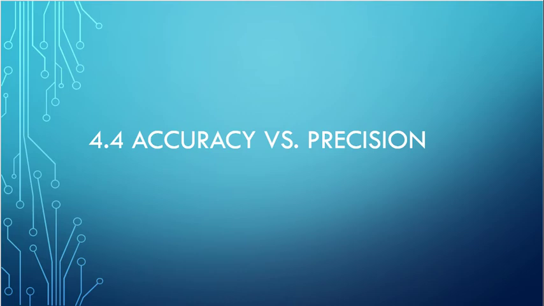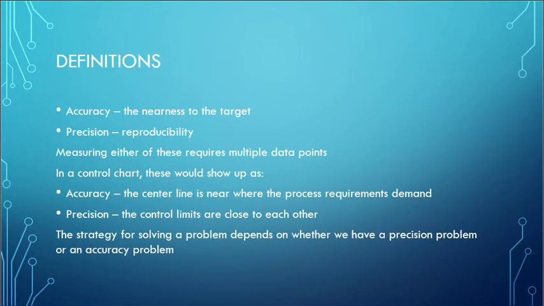So in order to be able to interpret our control charts, we're going to need some pretty specific definitions of accuracy and precision. And we're going to need to look at how those change over time. So accuracy is defined as being as close to the target as you can, where precision is defined as reproducibility. So when we're looking at a control chart, these show up in different ways.